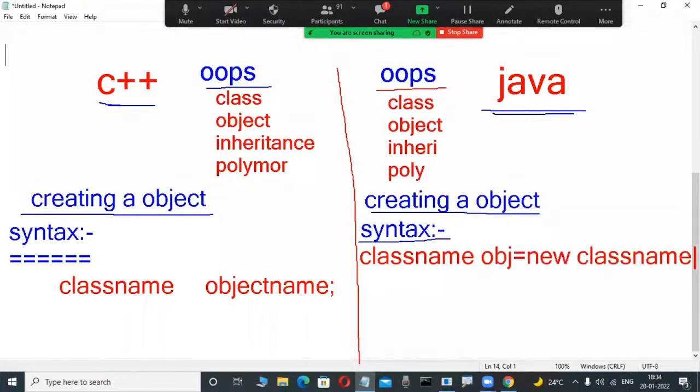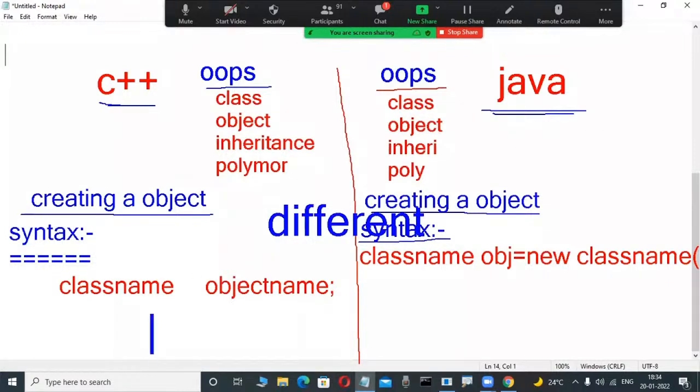Is some other syntax there or not? Yes, observe here. That's why, are these two languages syntactically different or the same? Different. Syntactically different. Conceptually, the OOP concepts are the same, but syntactically different.